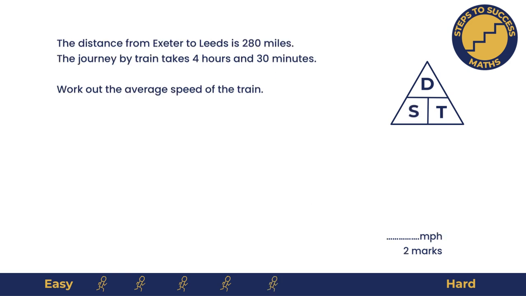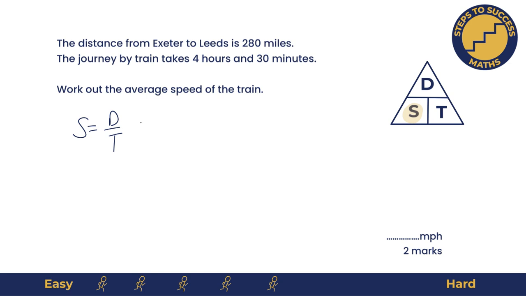The distance from Exeter to Leeds is 280 miles. The journey by train takes 4 hours and 30 minutes. Work out the average speed of the train. So, speed equals distance over time.